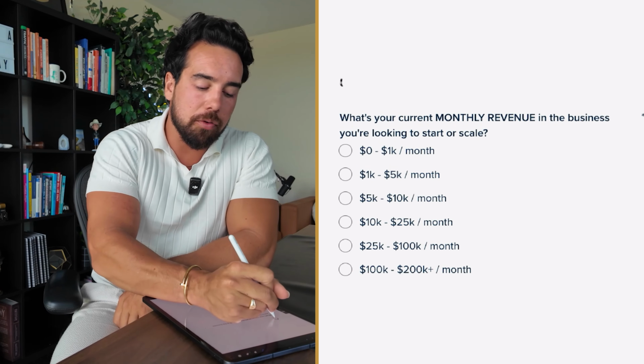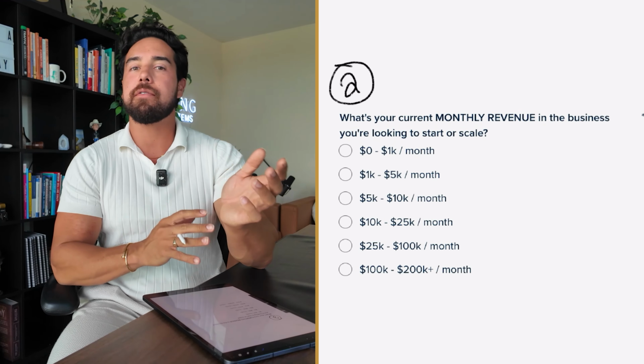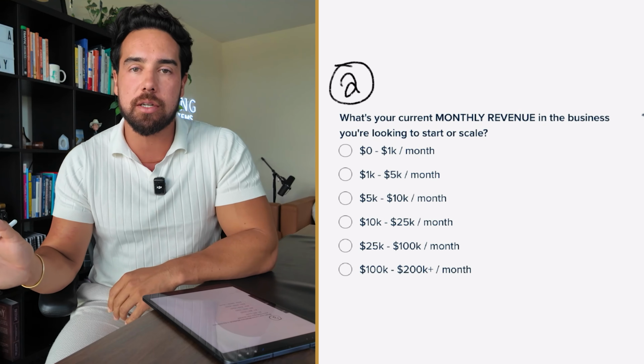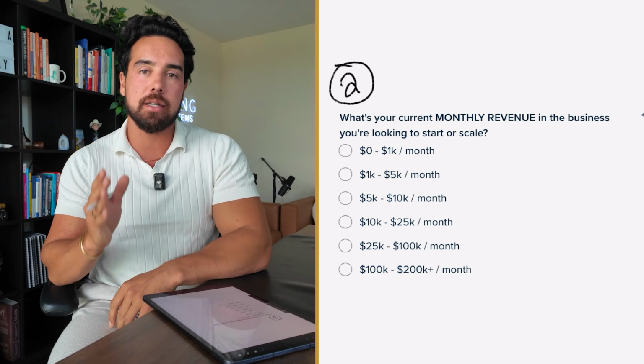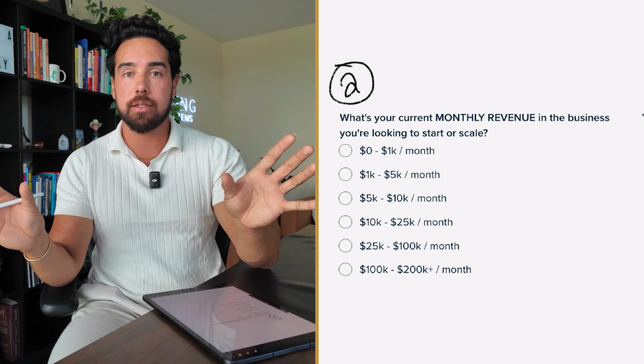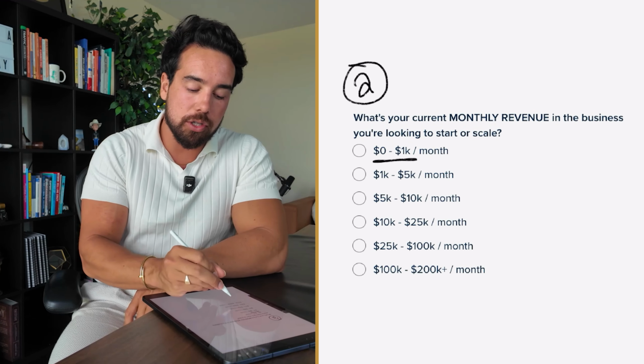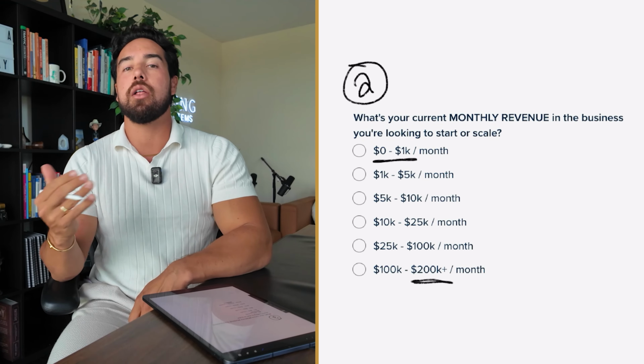The second type of qualification question you should have is a financial qualification question. And every single person, I don't care if you're selling life coaching, fitness, or if you're a business coach, everybody should ask this question because it is probably the easiest way to separate out your audience. For example, for us in our application, we ask, what's your current monthly revenue in the business you're looking to scale? And the answers range anywhere from $0 a month all the way to $200,000 plus a month.